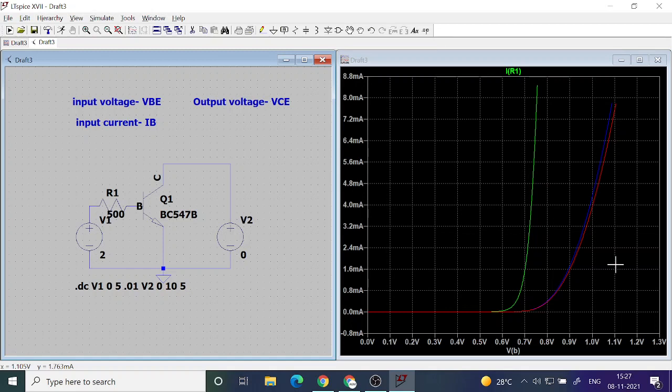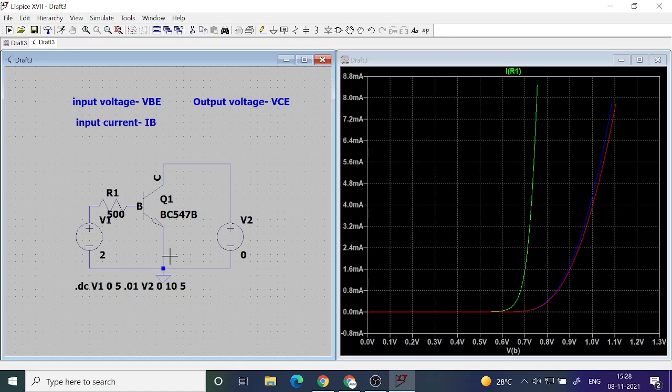Sir, what is the notation that you use? VBE for input voltage. VBE is the voltage between base terminal and emitter terminal. IB is the current into the base terminal. And VCE is the voltage between collector terminal and emitter terminal. You can also call it collector voltage minus emitter voltage, because it's a potential difference. Potential at the collector terminal minus potential at the emitter terminal is VCE.